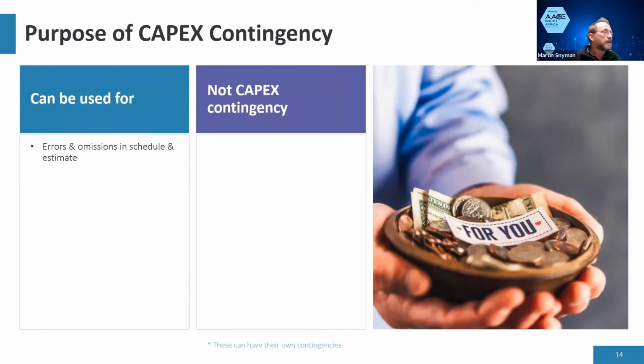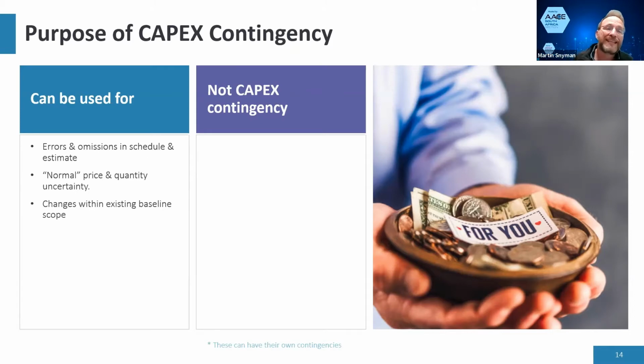It can be used for errors and omissions in the schedule and the estimate. So that's the normal things. You forgot you're supposed to buy 100 PCs, but you only got 90 on them. It's not going to break the bank. Normal price and quantity uncertainty. You're not exactly sure how big your project team is going to be, but it's a $100 million project. You might have 2 or 3 extra engineers that you need to put on the job. Or your steel quantities and things like that are slightly uncertain, but it's not a major issue.